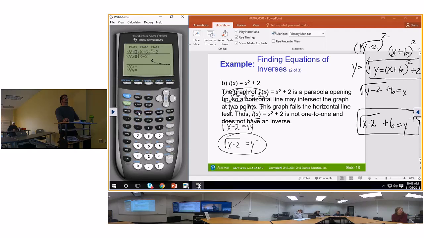How do I cut it off? I guess I'll put a parenthesis there. No. Oh, I know. Delete. And then arrow. There we go. X minus 2 plus what? 6? All right, graph.